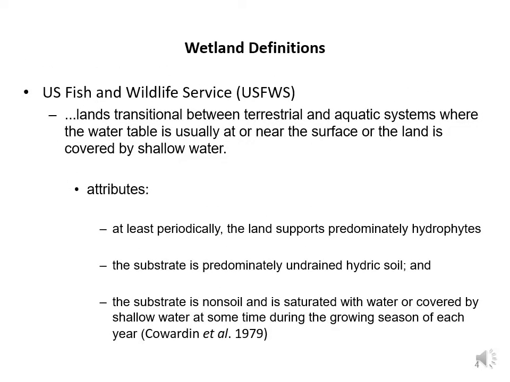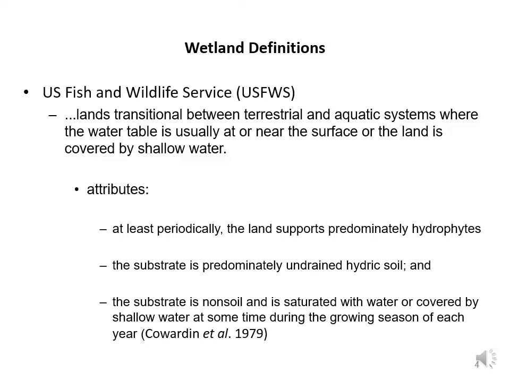Wetlands have three basic definitions which have been accepted. One of them is by the US Fish and Wildlife Service, which states that these are lands transitional between terrestrial and aquatic systems where the water table is usually at or near the surface, or the land is covered by shallow water. Terrestrial ecosystems are from the terrain, and aquatic are those that are covered by water, wet ecosystems.